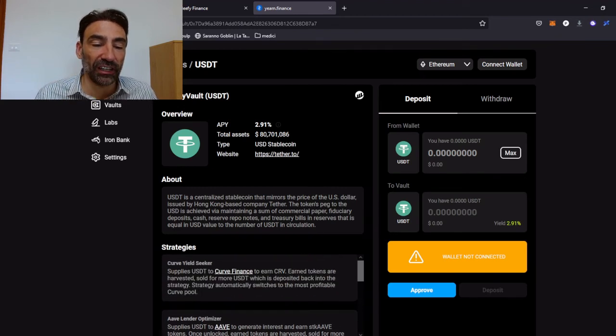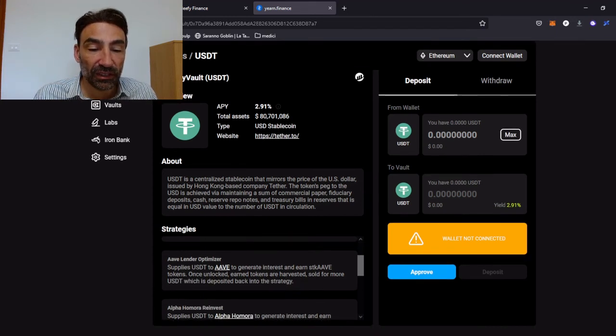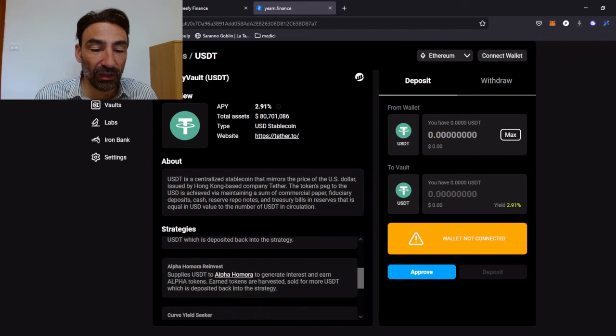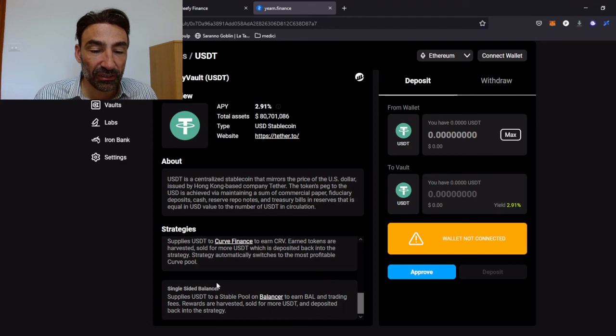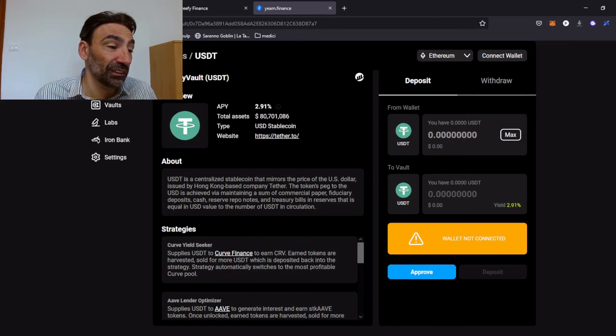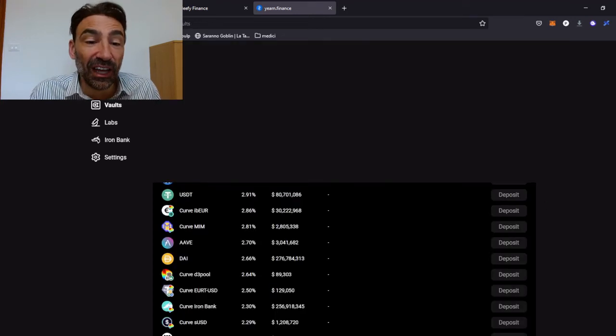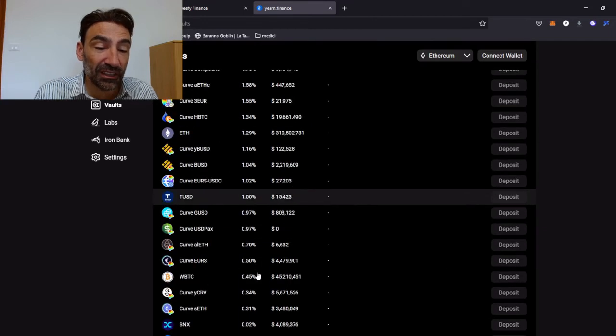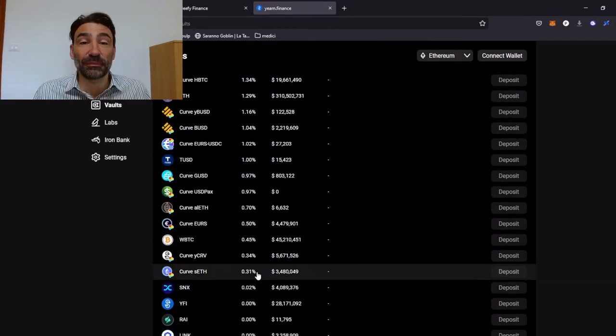Supplies USDT to Curve Finance to earn CRV. Earned tokens are harvested, sold for more USD, which is deposited back into the strategy. Strategy automatically switches to the most profitable Curve pool, and supplies USD to Aave, supplies USD to Alpha Homora, to Curve Finance, supplies USD to a stable pool on Balancer to earn BAL and trading fees. Rewards are harvested. Okay, so it chooses the strategy according to which one is the best one, without you having to do it. So automatically. So there are these, let's say, automatic strategies, smart contracts. They act as an investment fund, but with a clear investment strategy.